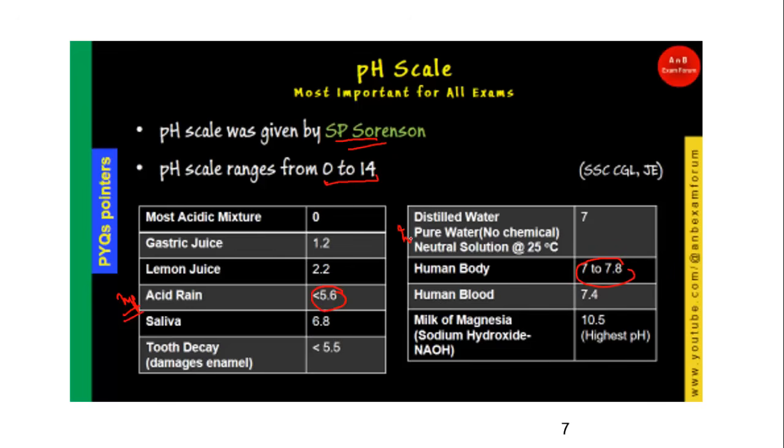And this is very, very important: distilled water, pure water which has no impurities, no chemicals, and a neutral solution at 25 degrees centigrade, is 7. Just remember, distilled water, pure water, and neutral solution all have the same pH value of 7. And if you talk about milk of magnesia, and sodium hydroxide, it is 10.5, and it is the highest pH in the table.